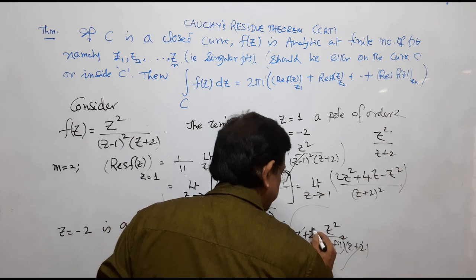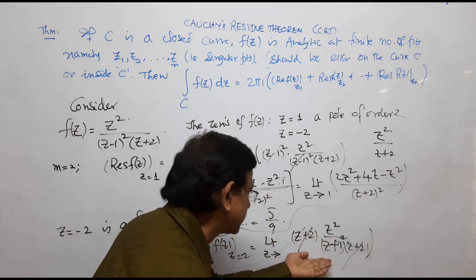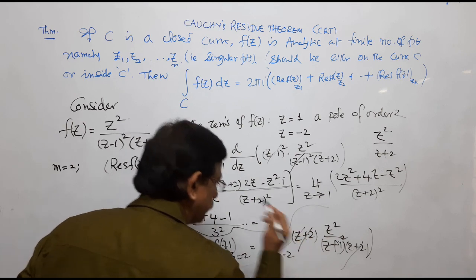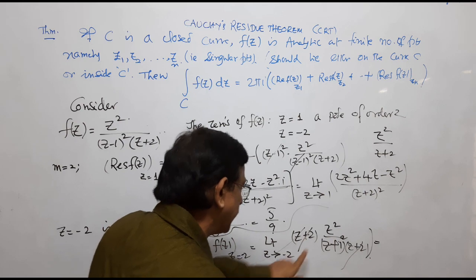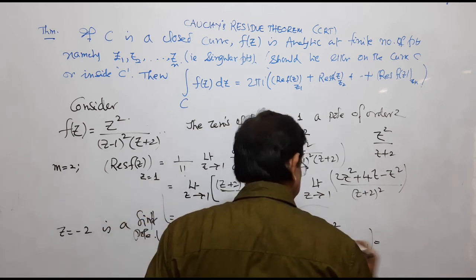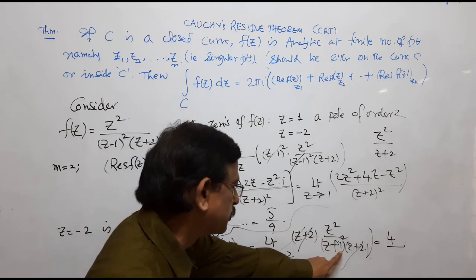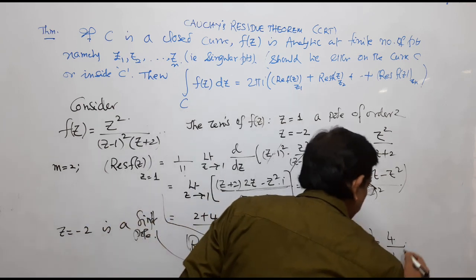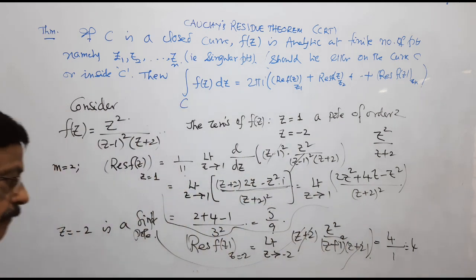So I can remove these two again. Now what I have left over is z square by z plus 1, z is tending to minus 2. So this is equal to minus 2 whole square is 4 by minus 2 plus 1 is 1, by 1. So we'll get plus 4.